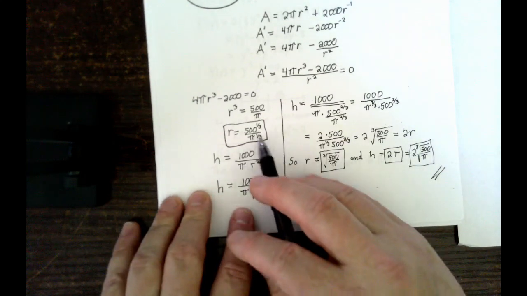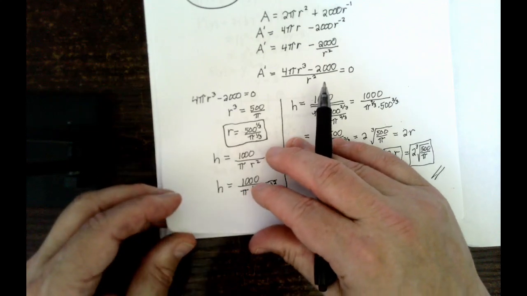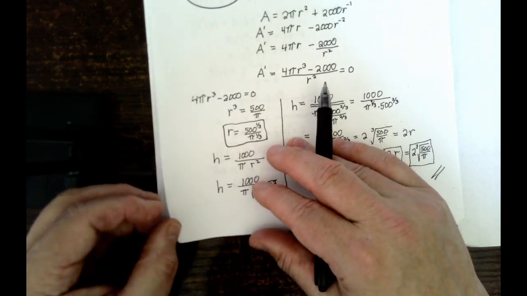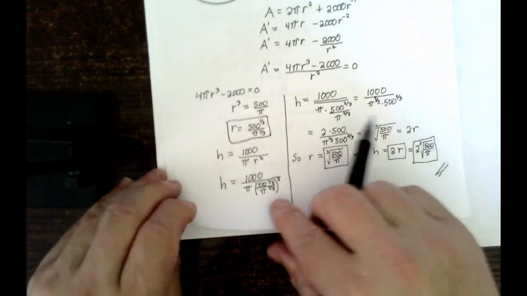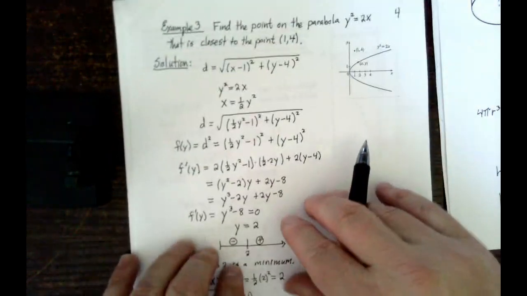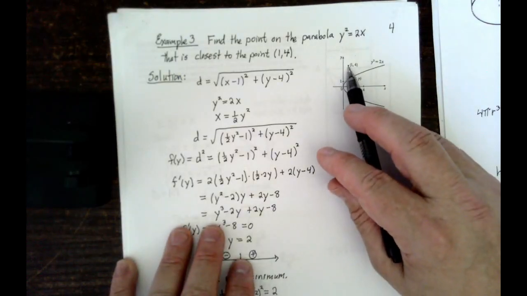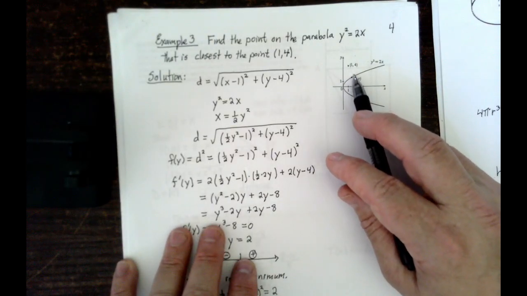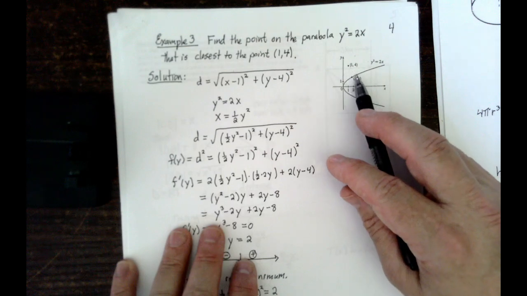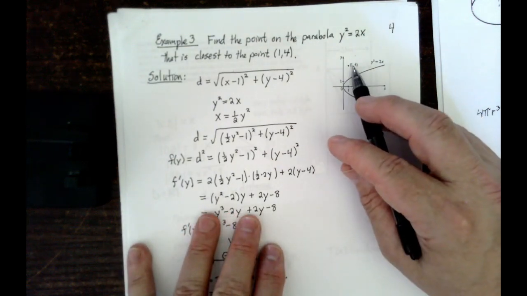So for a minimum area and maximizing your volume, you want to make your height twice the radius. Alright. Example 3, they're talking about a parabola here. They say find a point on the parabola that's closest to the point (1, 4). So you want a point that's the shortest distance here.